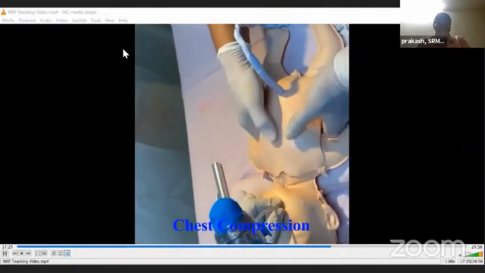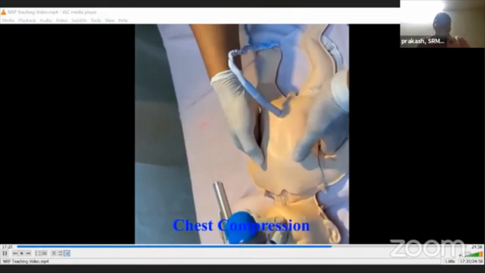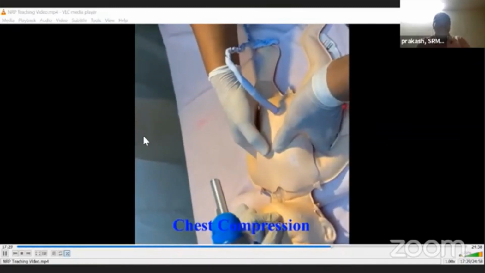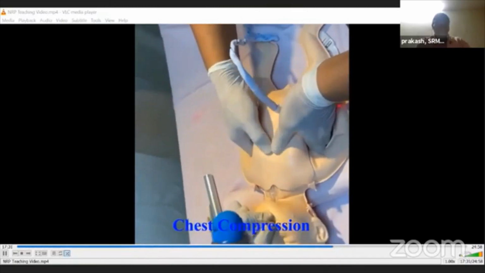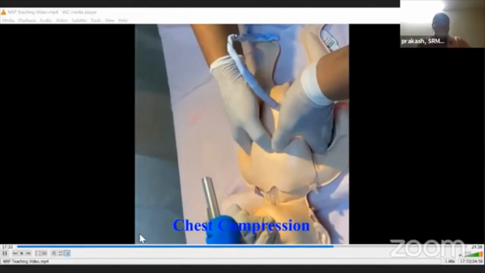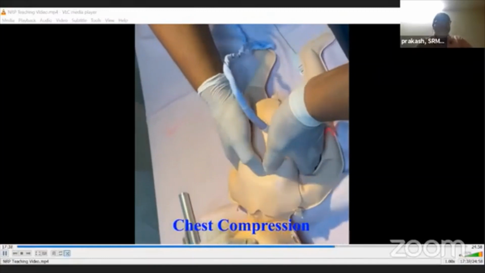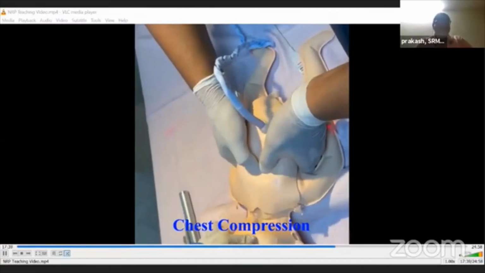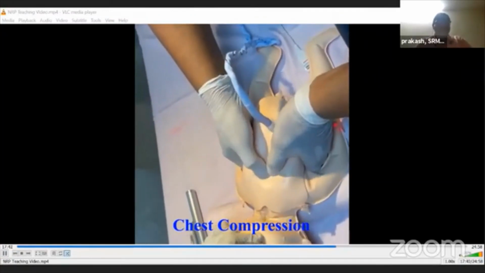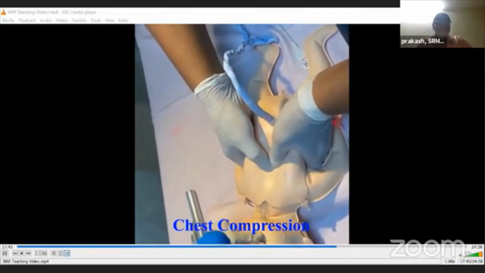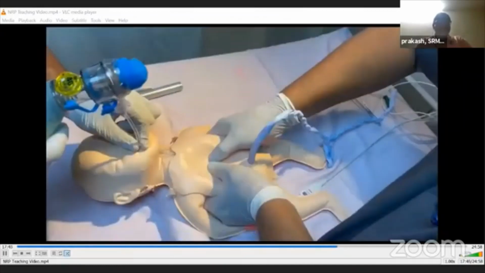I'm doing the thumb technique. I'm placing both my thumbs in the lower third of the sternum, below the imaginary line joining the nipples. The other fingers are encircling the baby's body, avoiding injury to the xiphisternum. I'm compressing the chest at the 1 and 2 and 3 and breathe in.